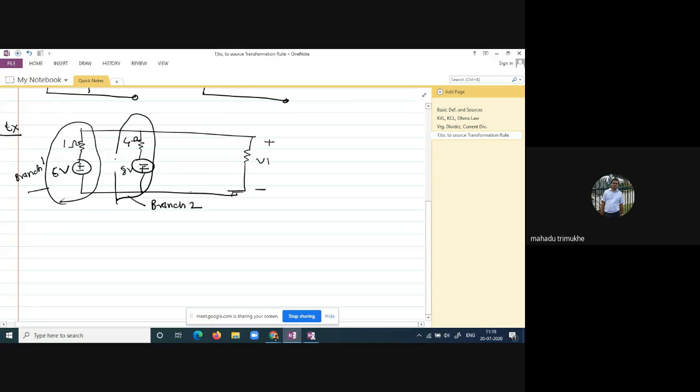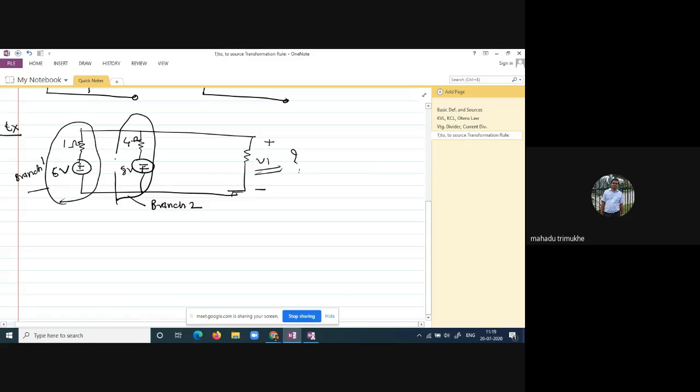Two branches, what you have observed here, are in parallel. Means by converting the voltage sources into current sources, we get current sources in parallel which can be combined. That way you have to calculate. So what is your aim here? Your aim is to find out, by using source transformation, what V1 is.